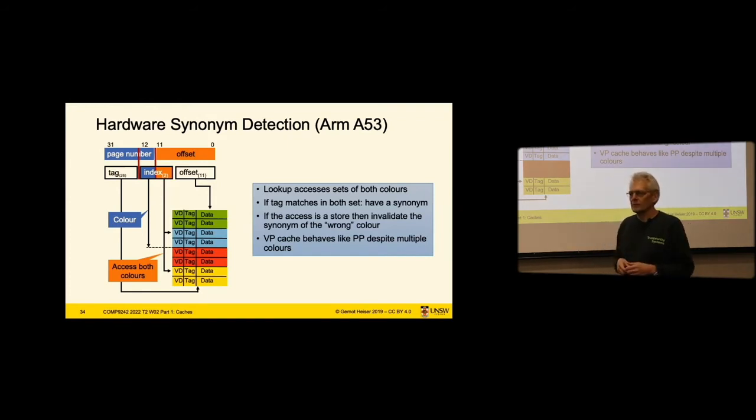Does this have any performance penalty? Say again? Does this have a noticeable performance penalty because you're doing twice as much work? Okay, if you have lots of synonyms, then you would effectively reduce the usable size of the cache. That is true. In practice, I don't think that's a big deal.